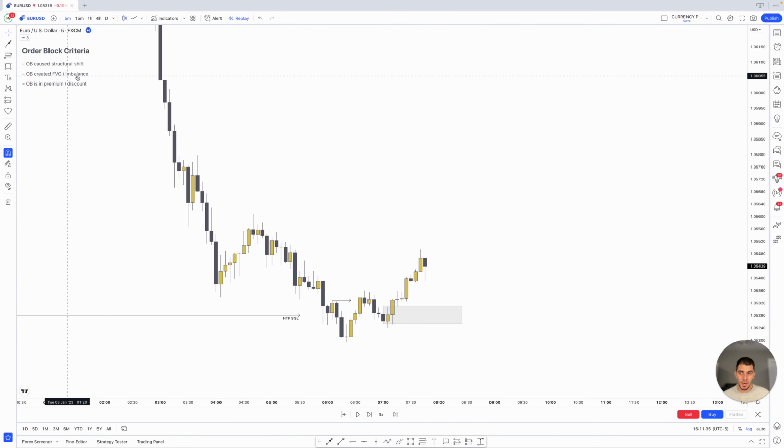Now, do we have imbalance, or a fair value gap as some like to call it? So we do right here. Between these three candles, we can see that the candle in between, there was a fair value gap, right?